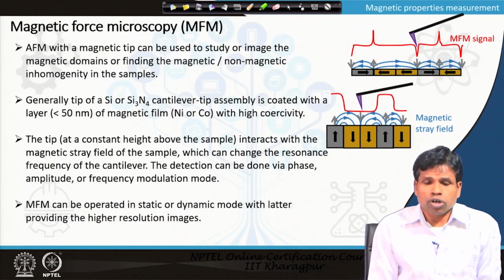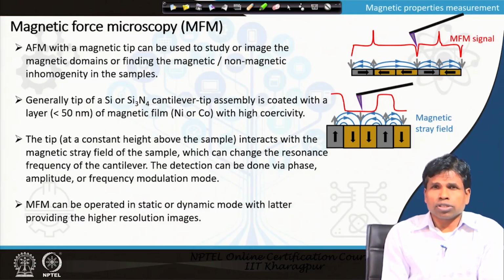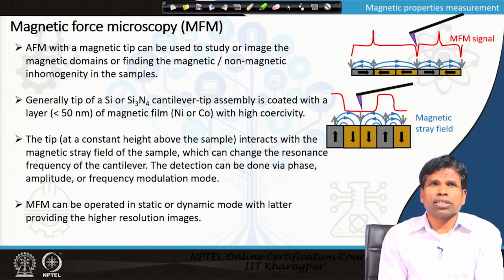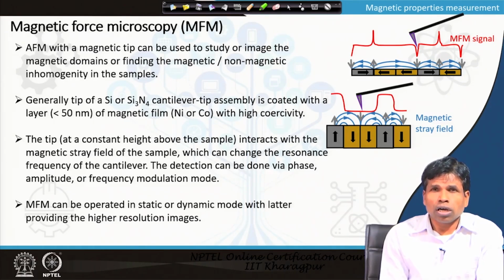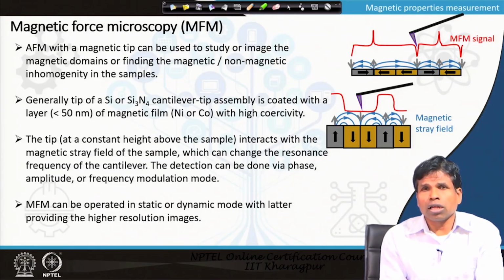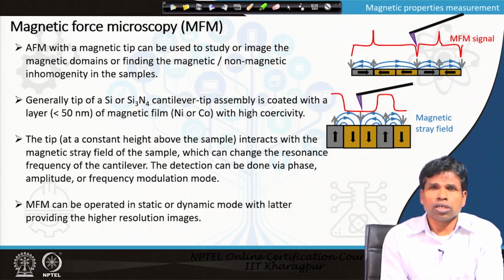Then we come to magnetic force microscopy. In magnetic force microscopy, we study the magnetic properties of the sample if the sample is magnetic in nature. As we are going to study magnetic properties of the sample, the tip has to be magnetic. Normally, in conventional AFM measurement, the tip is either silicon or silicon nitride. It has no magnetic components. So, in order to study the magnetic sample, the tip has to be magnetic. Thus, a magnetic material should be coated on the tip.